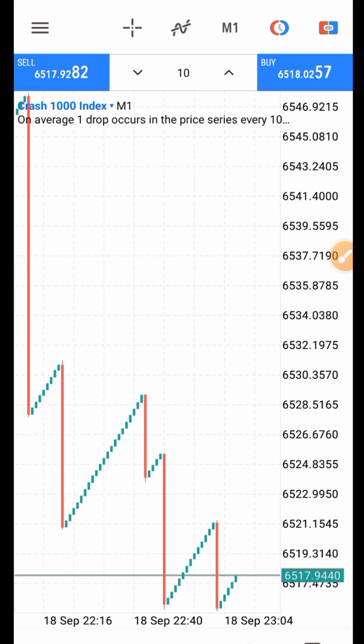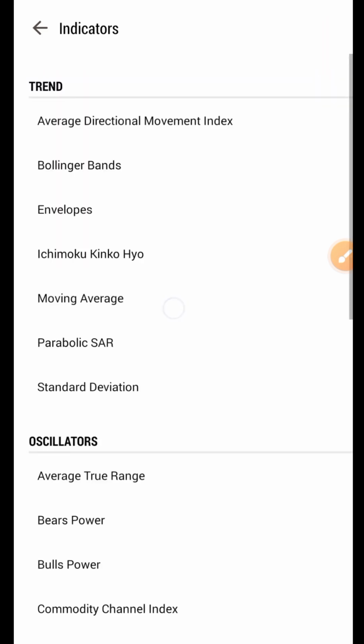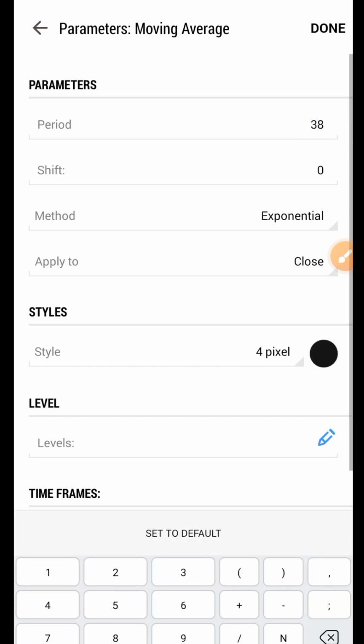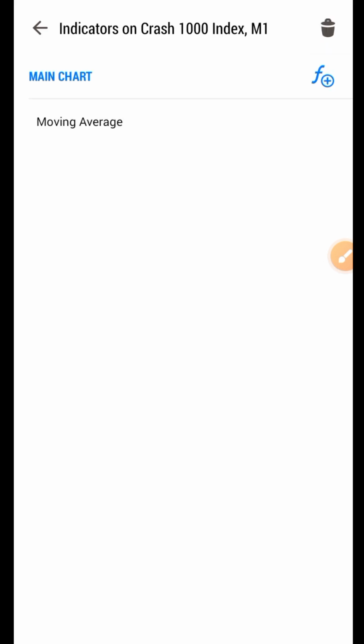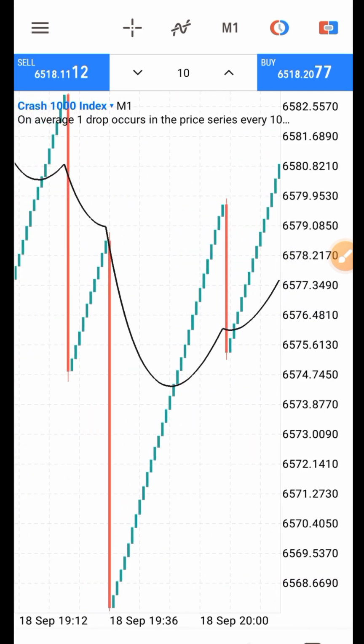First of all, we need to add a moving average, and the moving average is going to work as a trend dictator for us. That is the indicator. The moving average is going to tell us the market position. So the moving average is going to be period 35 exponential shift to zero. So just leave the settings like this. Let's click on done. So you can see, it tells us when the market is in uptrend and downtrend.